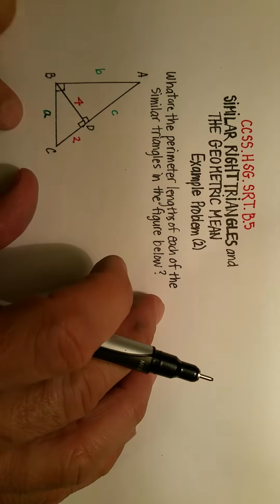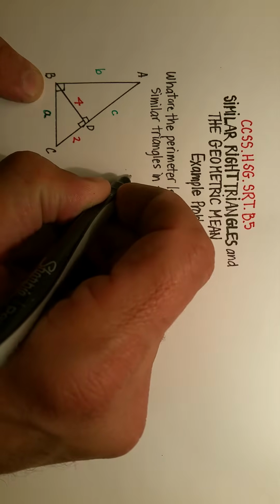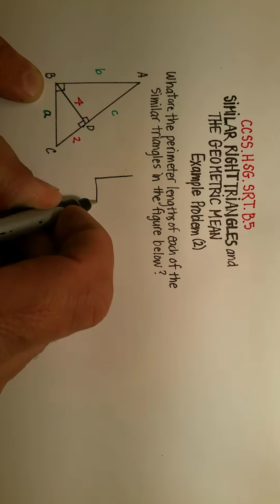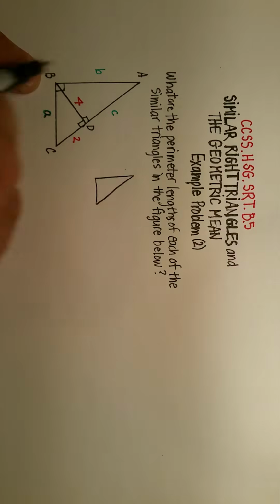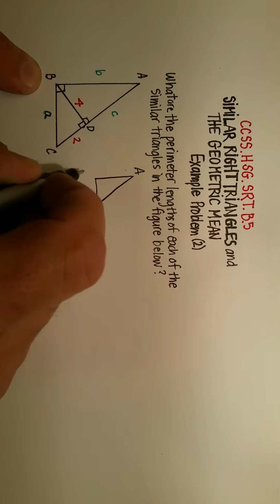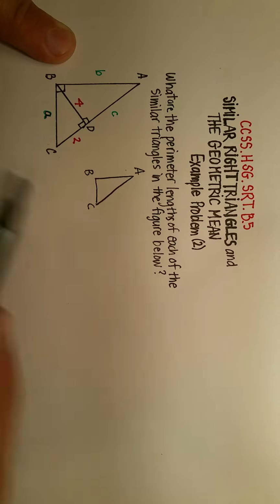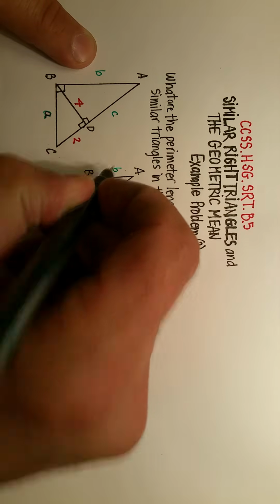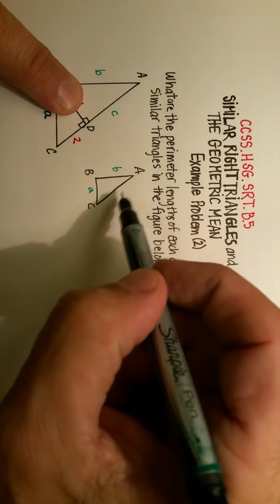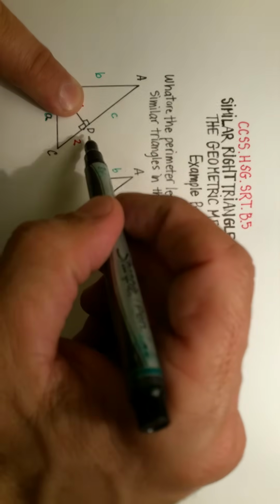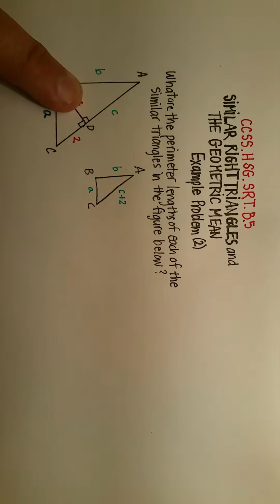Now, whenever I start using the geometric mean, I always write out what the three triangles are and label them accordingly. And the reason I do that is so that I can see the lengths of the sides more easily. So ABC, this is the large triangle. And what I know is that this long length is B. This length here, we called A. And this hypotenuse, it's C plus 2, okay? So I'm just going to write it out like that.